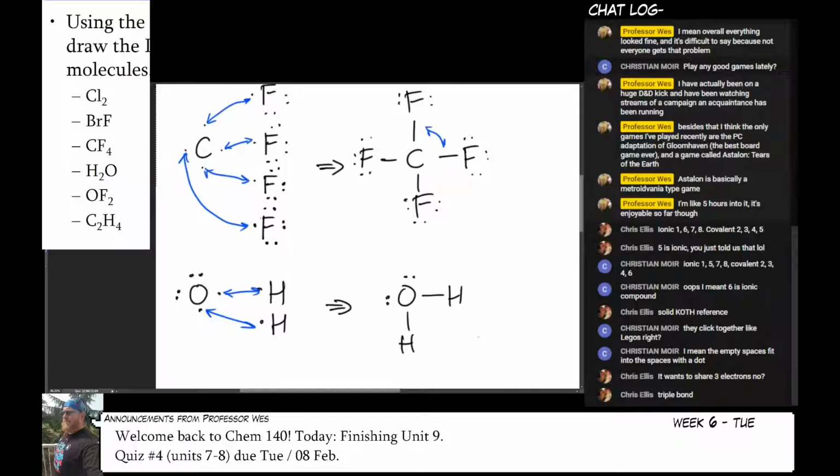Now, if you drew water like this instead, also okay. For the purposes of this class, that's totally fine. All that matters is that you have 2 unpaireds and 2 bonds for a total of 8 electrons around your water.